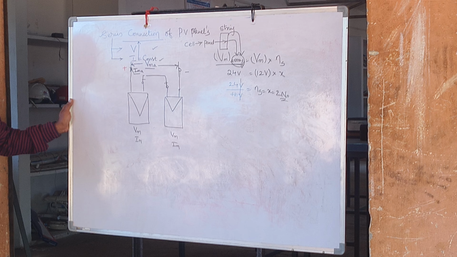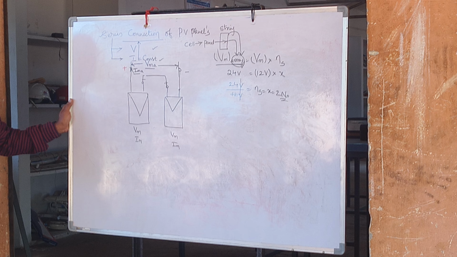So today we are going to start the session with the series connection of PV panels. The symbolic representation of a solar panel is a box like this, and we indicate the terminals, one as positive and another as negative. This is one solar panel.